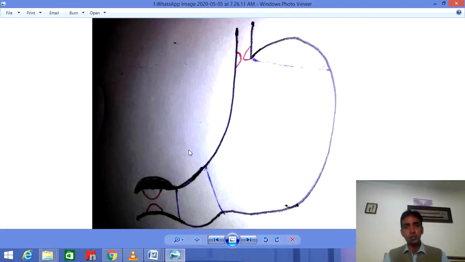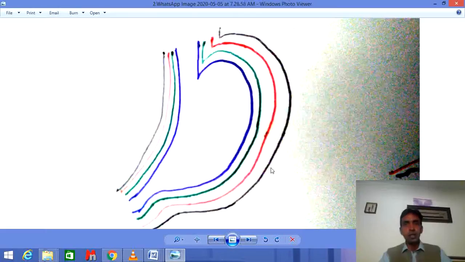This is used by physicians during surgeries. So this is called incisura angularis. It is just used for the division of the stomach. There is no physiological function of this incisura angularis. It is just used to divide the stomach into right and left portions.